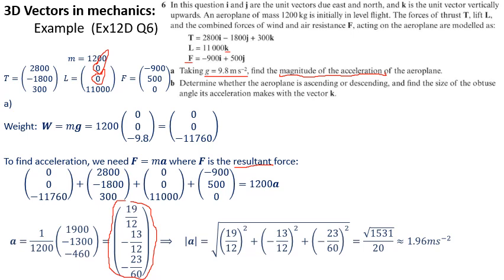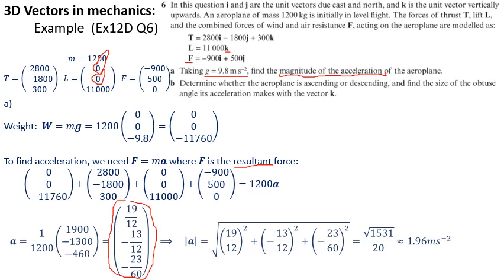Then to get the acceleration itself we divide by 1200 and we get this relatively messy thing. But that is the acceleration vector. Positive in the east direction, negative in the north direction, and negative in the up direction.